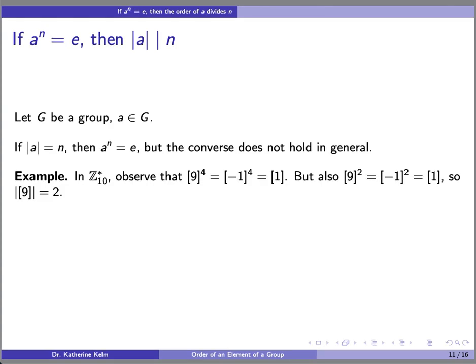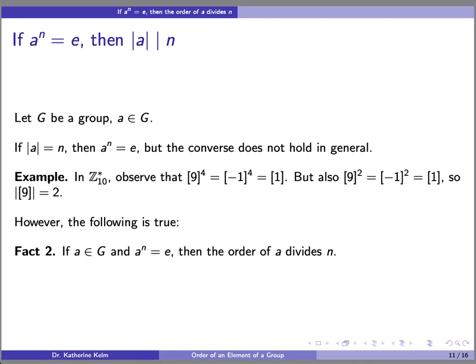Next, if A is an element of a group G that has order n, then certainly A to the n equals E, but the converse does not hold in general. For example, in Z10 star, we can observe that the class of 9, when taken to the 4th power, is the class of 1, which is the identity element of Z10 star. But the order of the class of 9 is not 4. In fact, the order of the class of 9 is 2, because the class of 9 squared is also the class of 1.